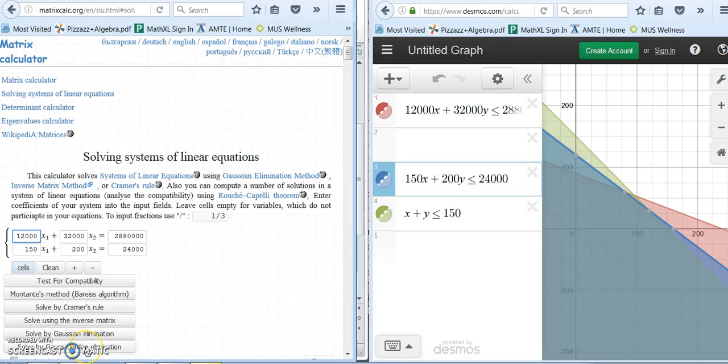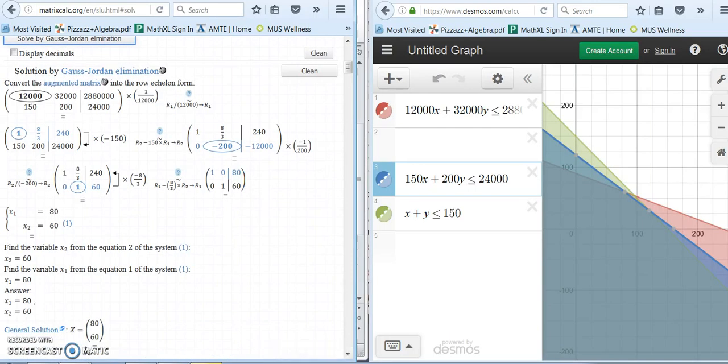So I could ask it to solve with the Gauss-Jordan elimination, and notice that it says the ordered pair is 80, 60 for where the two lines intersect, and we can verify on the Desmos graphing calculator that they do in fact intersect at 80, 60. So that's a nice feature.